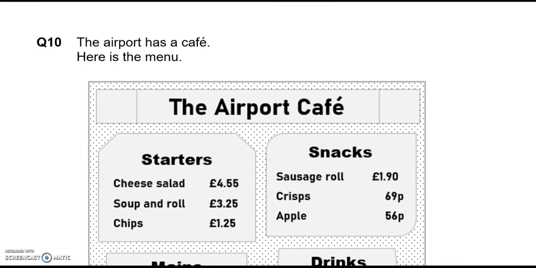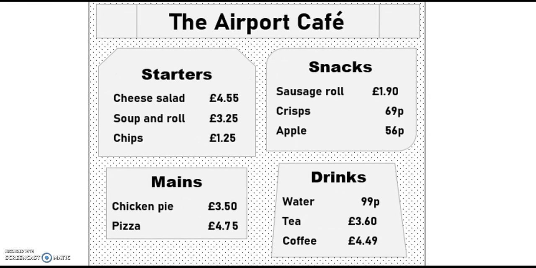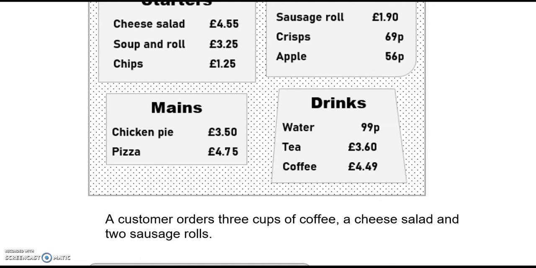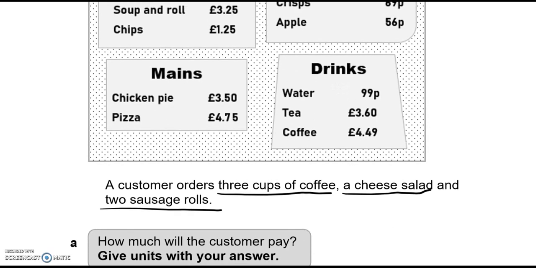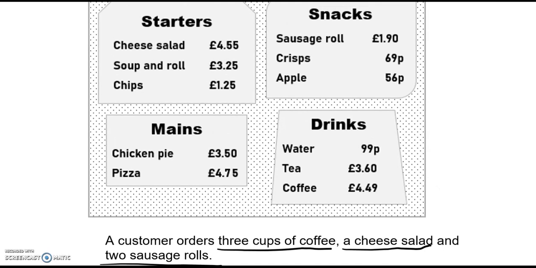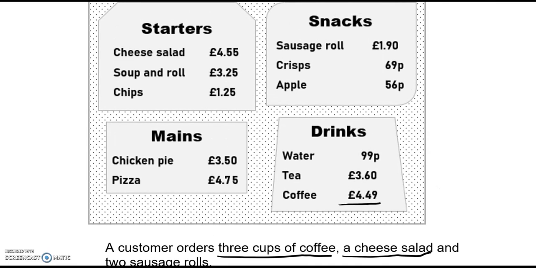Question 10. The airport has a cafe. Here is the menu. The customer orders 3 cups of coffee, a cheese salad, and 2 sausage rolls. How much will the customer pay? Give units with your answer. So let's have a look at the prices for coffee. We've got £4.49 and it's 3 of them. A cheese salad, so that is just 1, and 2 sausage rolls, so times 2.